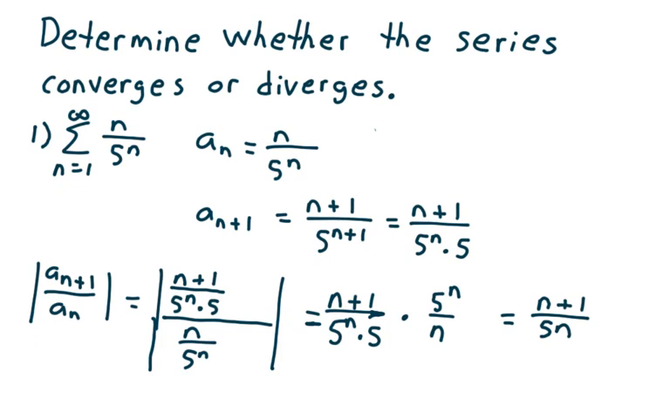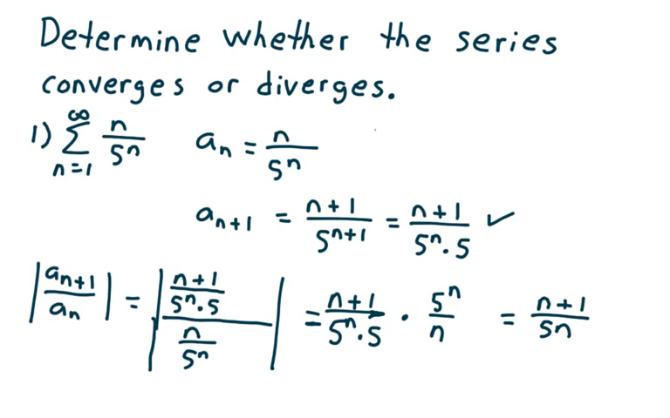a sub n is equal to n over 5 to the n. a sub n plus 1 can be found by replacing n with n plus 1. So we get n plus 1 over 5 to the n plus 1, which is equal to n plus 1 divided by 5 to the n times 5. So the absolute value of a sub n plus 1 over a sub n is equal to the absolute value of n plus 1 divided by 5 to the n times 5, all over n over 5 to the n.